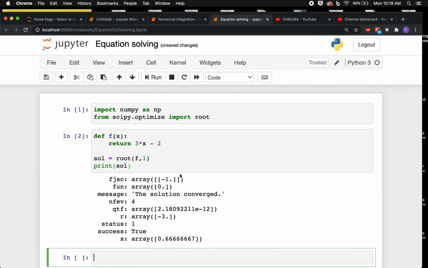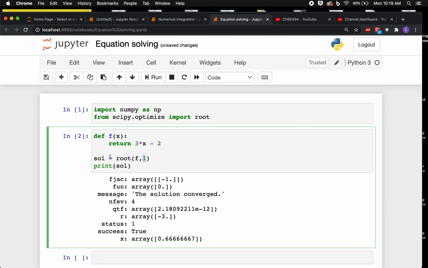So again, we're taking the root of the function f. We have our initial guess, we have our solution, and sol gives us a bunch of different things. It tells us what the derivative, the Jacobian, is, and the solution. We get to 0, it tells us that it converged, it took n function evaluations. I think this is an estimate of the error. Actually, I don't know what r is. Status 1 means it's good, success is true, and here's the answer. In general, we're going to be much more interested in these last two because root finding doesn't always work.